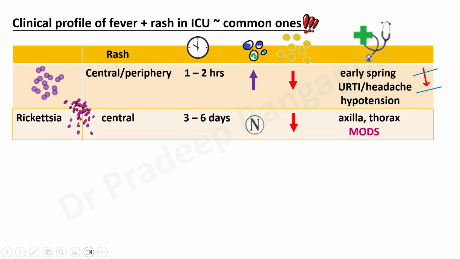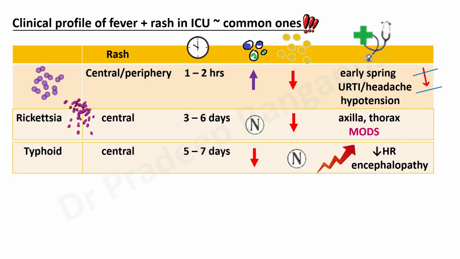In rickettsia, the count can be normal, or sometimes there can be a little lower total count. But invariably, we see platelets will be a little lower, or they can have severe thrombocytopenia. As I said, predominantly you'll see the rash in the skin folds in the axilla and thorax. And the typical clinical presentation when they come to ICUs is multi-organ dysfunction. They could have secondary HLH, liver dysfunction, AKI, encephalopathy, and so forth. So that is the typical situation we see in rickettsia.